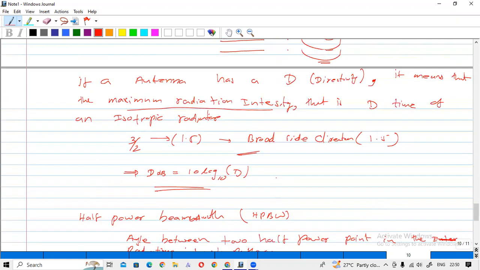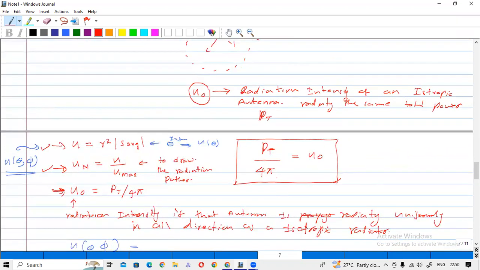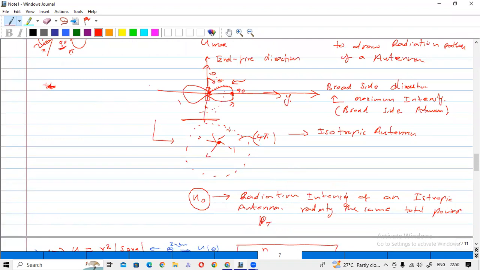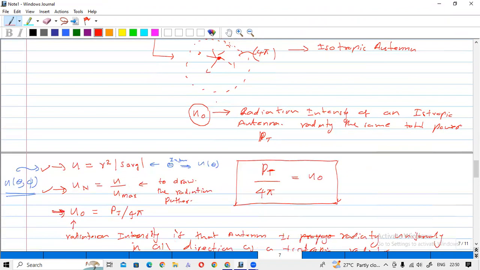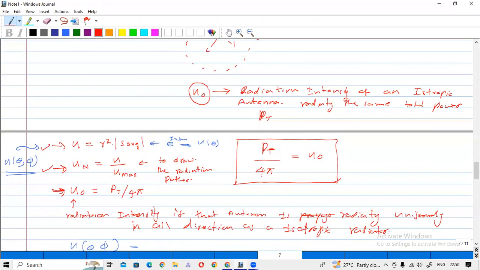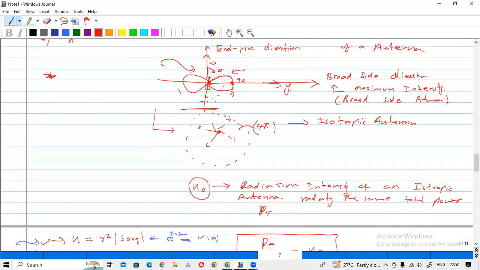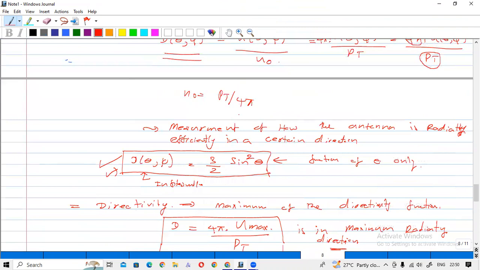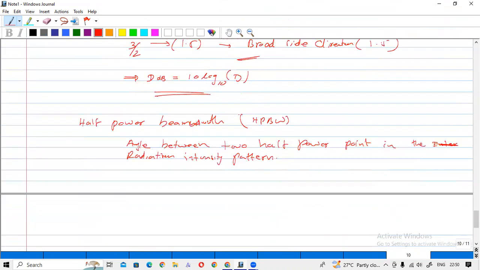Okay, actually the radiation intensity pattern is this. This is the radiation pattern, the intensity pattern for an infinitely small antenna. We normally use this normalized intensity or radiation intensity to draw the radiation pattern. So this is called the radiation pattern. If you consider the radiation pattern and get the two half power points, then that is the half power beam width.